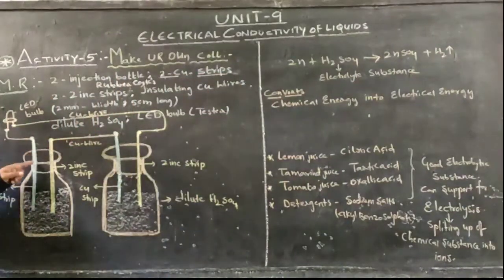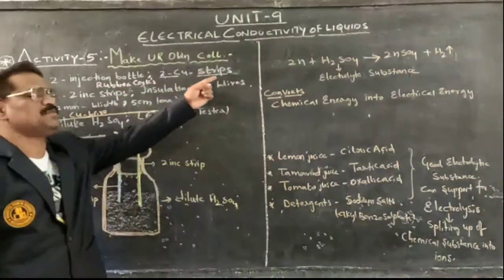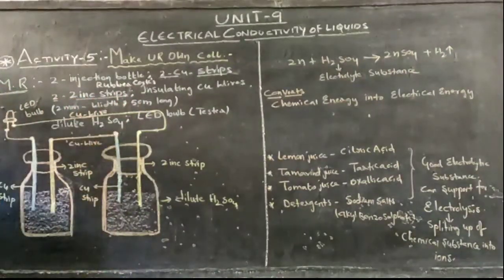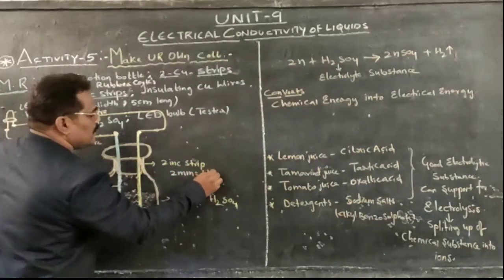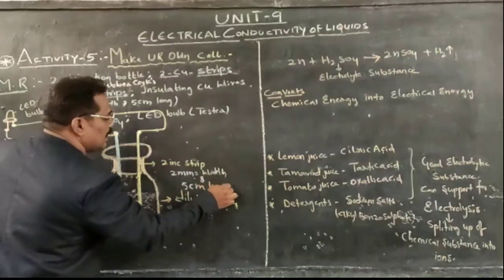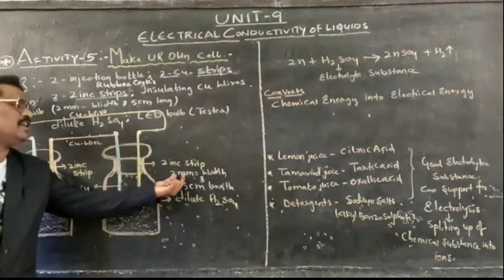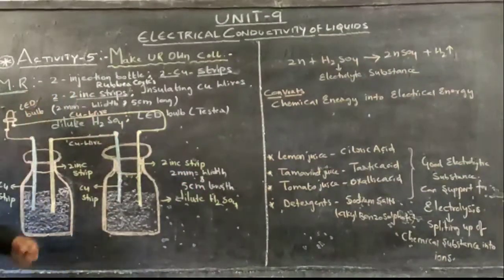See here, this is one copper strip and this is another copper strip. Next, I have taken two zinc strips. This yellow-colored one is one zinc strip, and this is another zinc strip. These zinc strips are 2 millimeter in width and 5 centimeter in length.